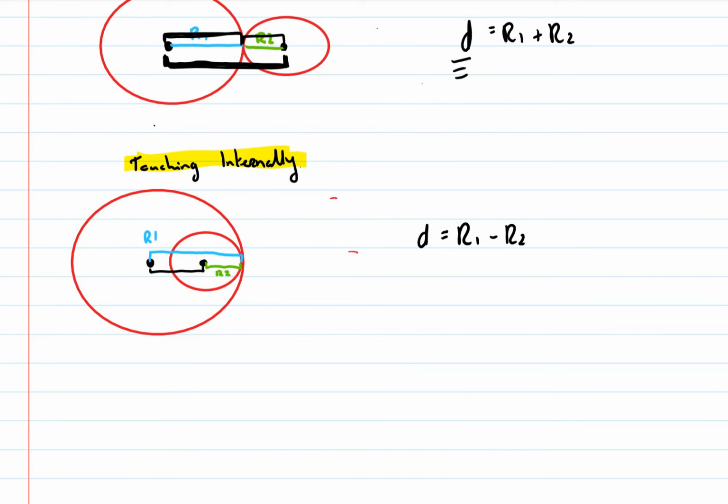Likewise then, if the circles touch internally, the distance between the two centres of the circles will be the radius of the big one minus the radius of the small one. Right, and again, you'll get the two radii from the equations of the circles, and you'll get the distance between the two centres of the circles using your distance formula.